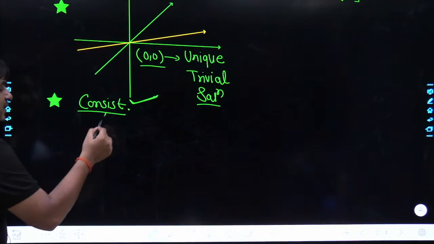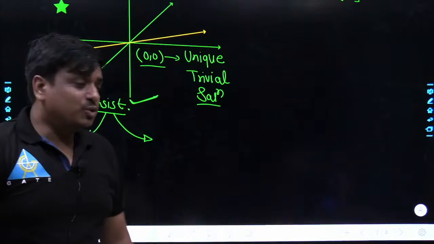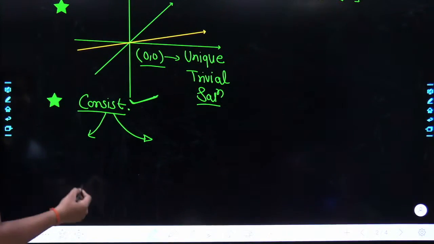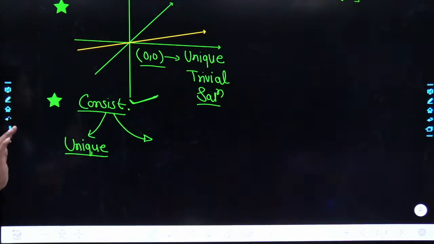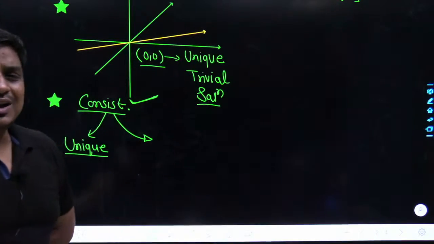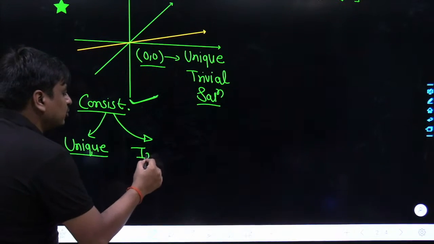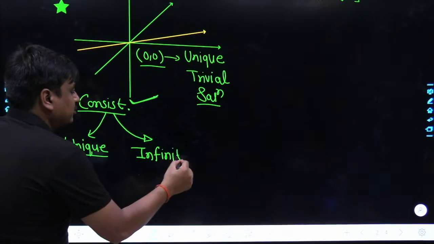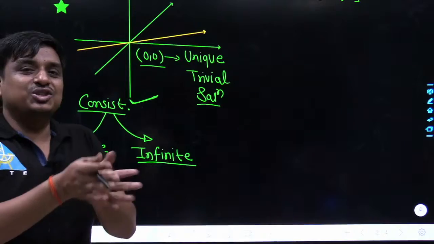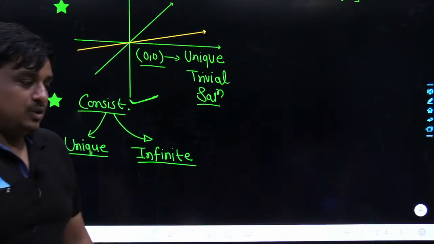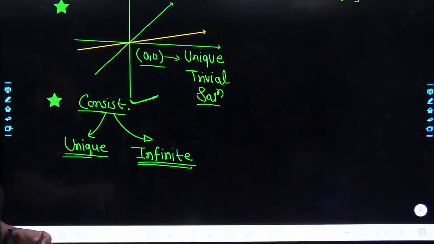And even in the consistency, you'll have two different characters. May I know what those characters are? Either you'll have a unique solution, and once you have a unique solution, by default that would be the trivial solution. In case of 2 variables, that's going to be 0, 0, and in case of 3 variables, it's going to be 0, 0, 0. Or you'll have infinitely many solutions, and even the infinitely many solutions would also possess the solution 0, 0, maybe 0, 0, 0. Is that part clear? Unique solution and infinite solution.